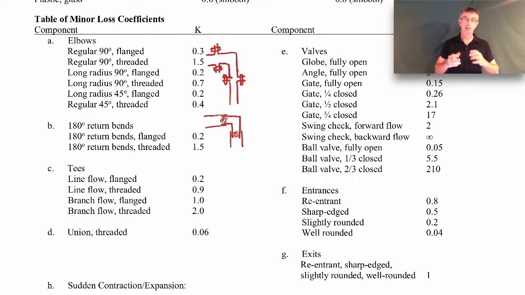So it's actually screwed into the pipes. That's the difference between flanged and threaded. That would be an example of a 90-degree elbow.